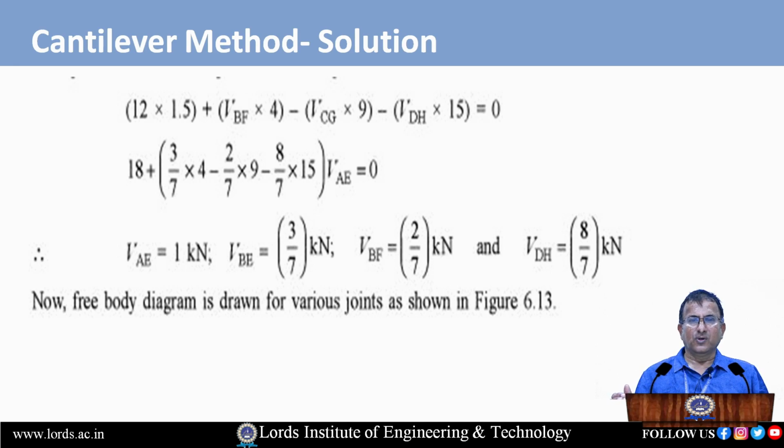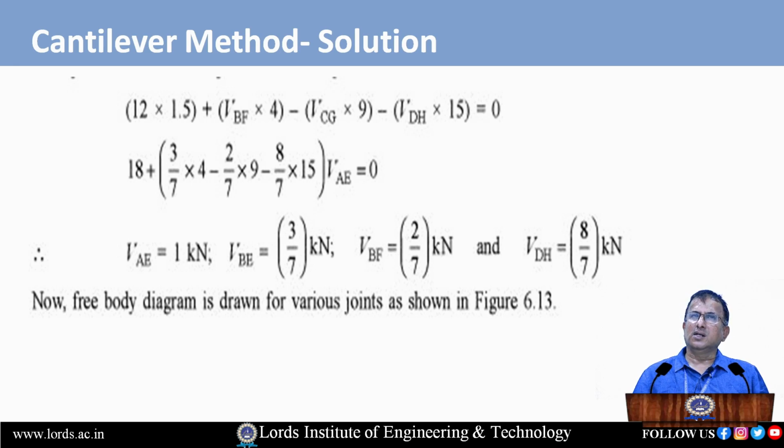So the moment of that force about the center of the column, VDH into 15, should be equal to 0. Why? Because it should fulfill the equilibrium equation, sigma M equals 0. You know, the algebraic sum of moments of all the forces about a point equals 0. Now we have framed the equation. If we solve the two equations which we wrote here, we can get the forces in the members.